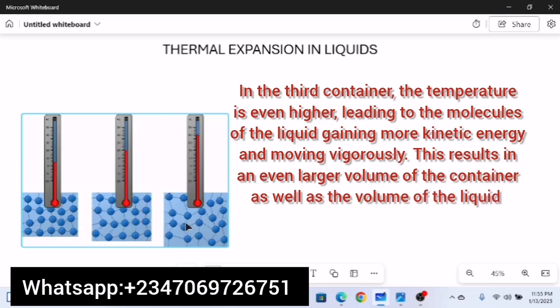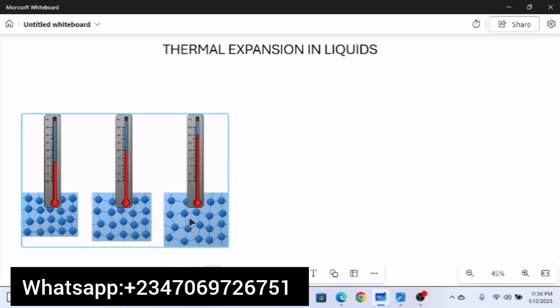Now the same thing happens in the third container. In the third container, the temperature is even higher than in the second container. That led to a vigorous movement of the molecules of liquid because of high kinetic energy that has been gained due to the increase in temperature. The volume of this container is also seen larger than the second container, because when this container is subjected to heat, it increases as much as the kinetic energy of the liquid molecules also increases, leading to a vigorous movement of the liquid molecules.